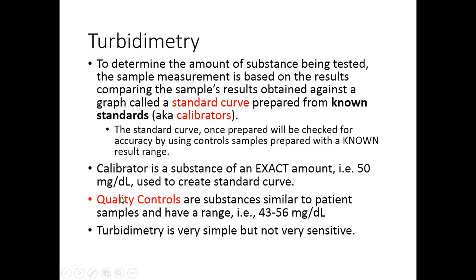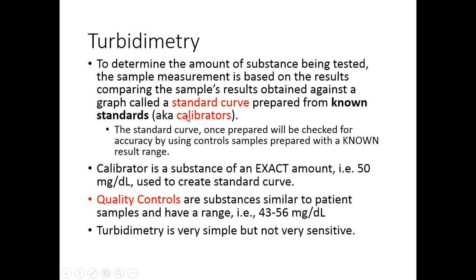Exactly. Quality control, on the other hand, are substances that are in similar ranges, low, normal, and high, to a patient sample. So that's why we run 3 levels of control. We run a low control, a normal control, and a high control. And these tell us a range of what it is we're testing. It's no longer exactly 50 milligrams per deciliter. When we run this, it's someplace between 43 and 56 milligrams per deciliter, and as long as you get that result, it's good enough.